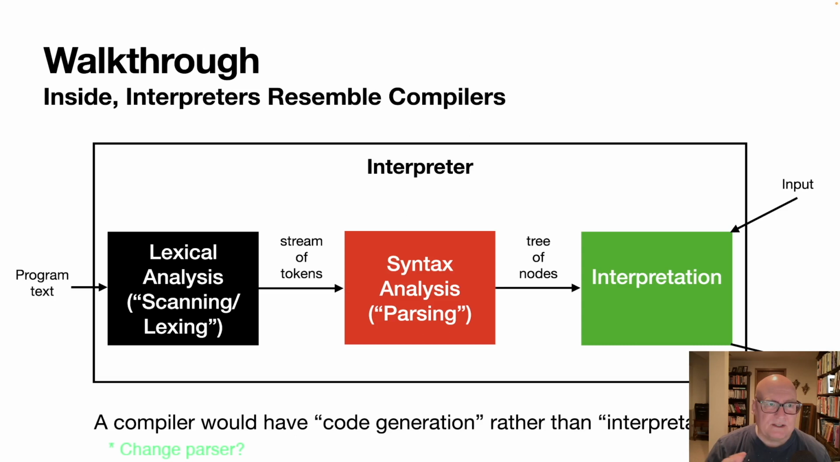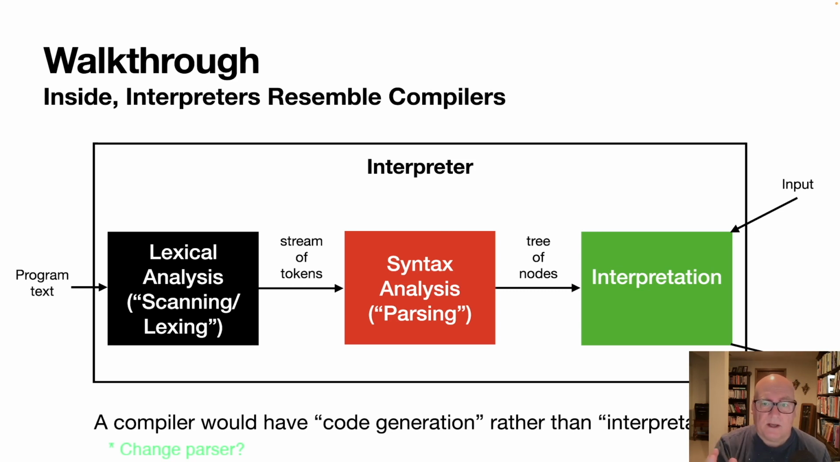I do want to first just start with a walkthrough. So we have this overall design. You feed in a program text. There's some lexical analysis, also called scanning or lexing, and it produces a stream of tokens. Those tokens feed into syntax analysis. Lexical analysis is typically modeled with regular expressions. Syntax analysis adds nesting, so you can check for nested parentheses and things like that. And it builds up a tree of nodes.